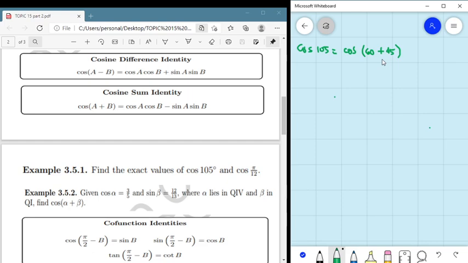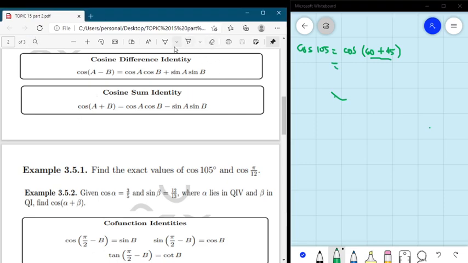If you use minus, it is also possible. Okay, we will use cosine of 60 plus 45. So, it is a sum of two angles. That is why we use the sum identity.